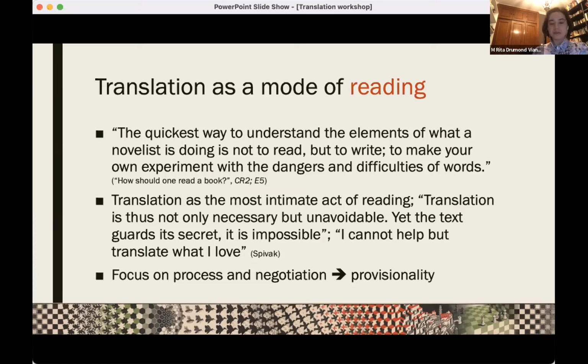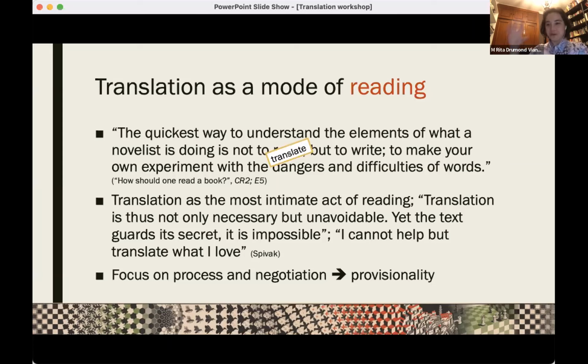The quickest way to understand the elements of what a novelist is doing is not to read, but to write, to make our own experiments with the dangers and difficulties of words. And then I said, is not to, it shifted. It should be on top of write. The quickest way of understanding the elements of what a novelist is doing is not to read, but to translate, is what it meant to do. It shifted somehow. I apologize for that.